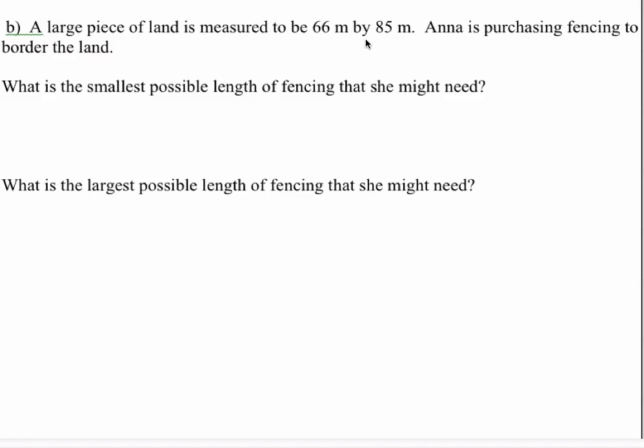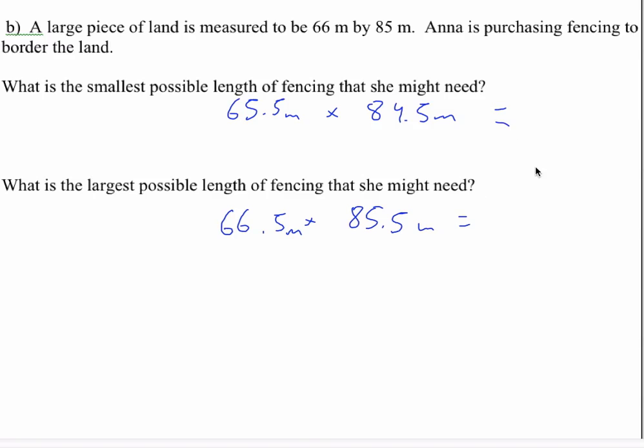So again, you can do the same thing here. The smallest possible length of fencing is going to be 65.5 meters times 84.5 meters. And the largest possible is 66.5 by 85.5 meters. Okay, so you can work that out yourself.